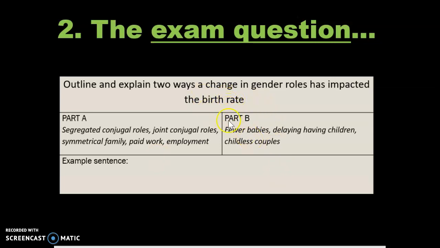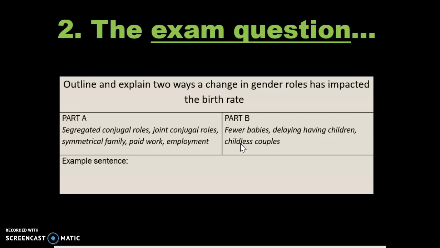Well, we're starting to see a decline in birth rate because there are fewer babies being born, and this could be possibly because women are delaying having children, so they have fewer within their fertility, or they might be choosing not to have children at all.